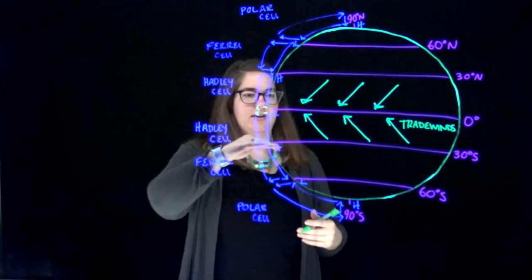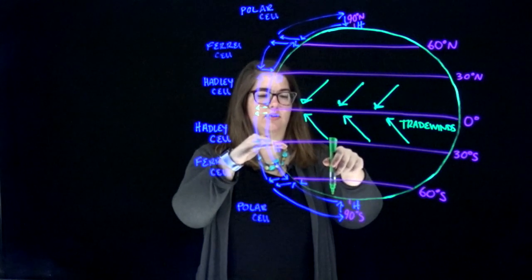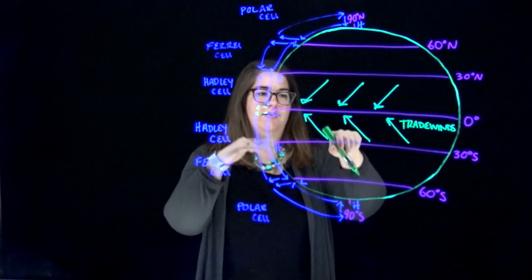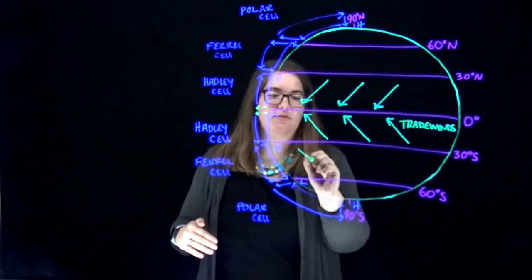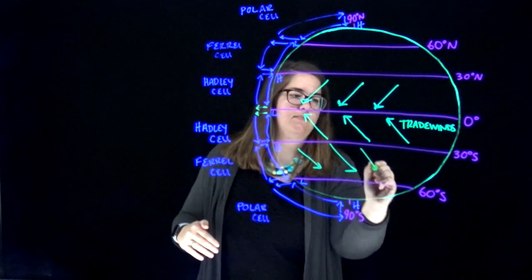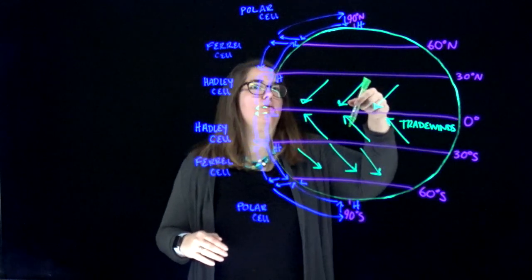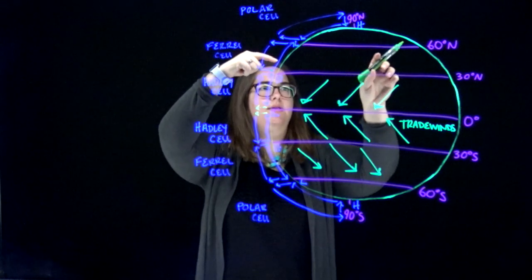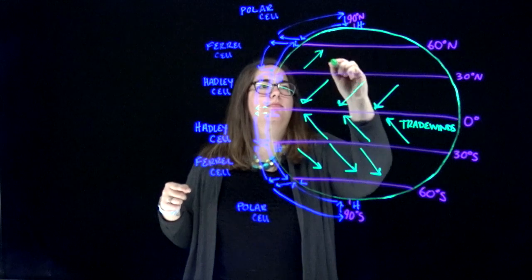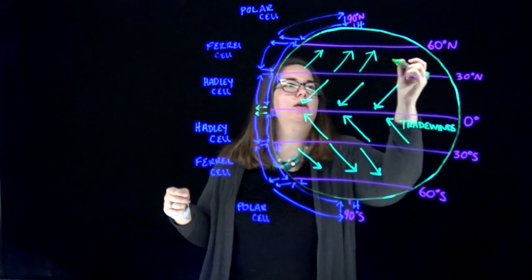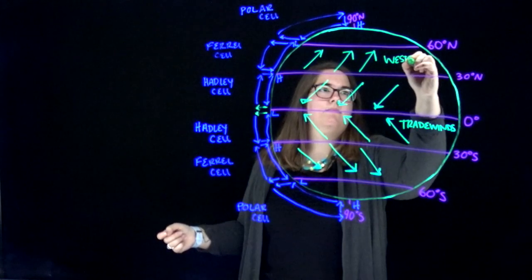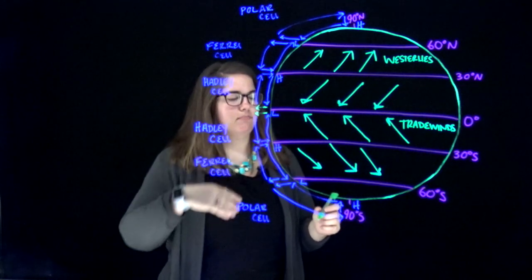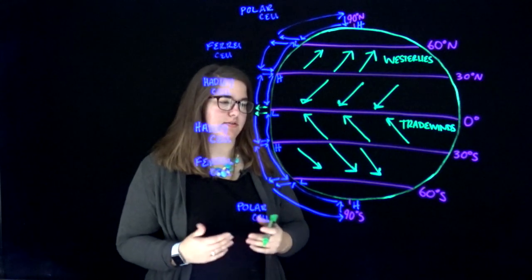Next, we can move down to the 30s. Our relative high is here and our relative low is down here. In the southern hemisphere, we get deflected to the left from the PGF. So our surface winds are going to look like this. And then in the northern hemisphere, going from our relative high to our relative low, we're deflected to the right. So our winds are going to look like this at the surface. And these are called westerlies. As are these.